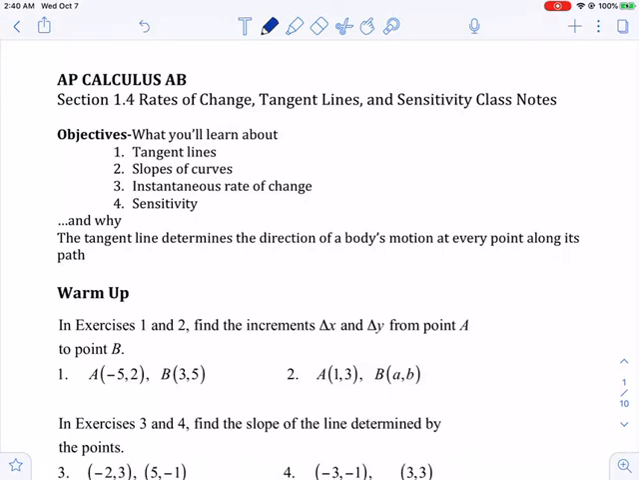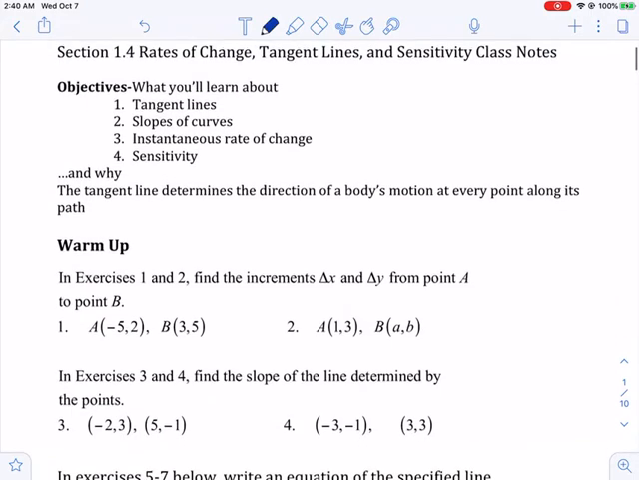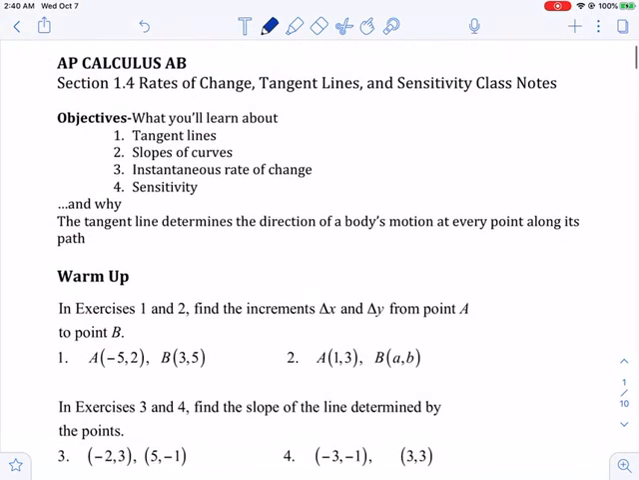Today we're talking about rates of change, tangent lines, and sensitivity. What you'll be learning about is tangent lines, slopes of curves, instantaneous rate of change, and sensitivity. I think I might let that go to the next video. We'll see if we get to it or not.